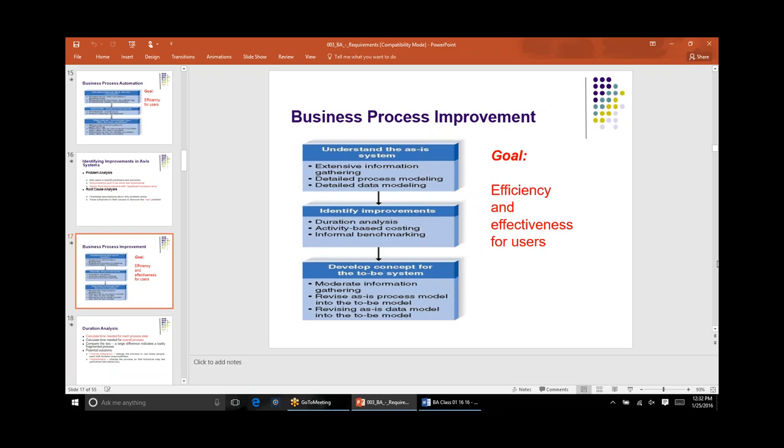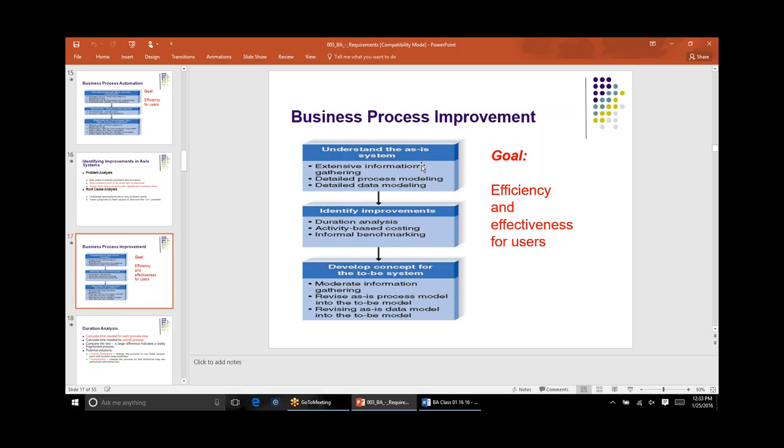Now, we are talking about the next thing, which is business process improvement. The goal of business process improvement is efficiency and effectiveness. So, along with efficiency, we have also added a new word, effectiveness. Efficiency and effectiveness.